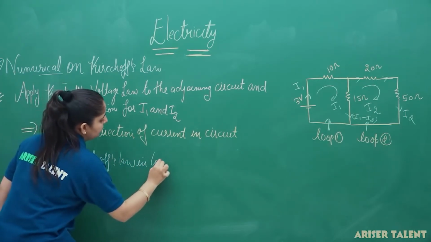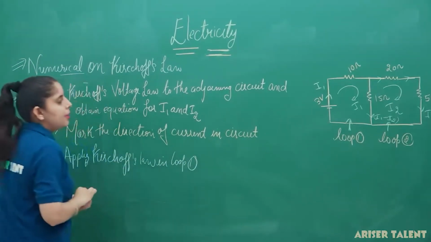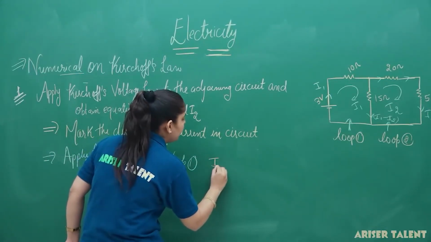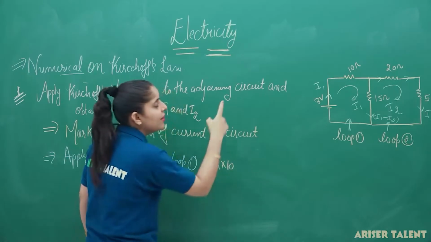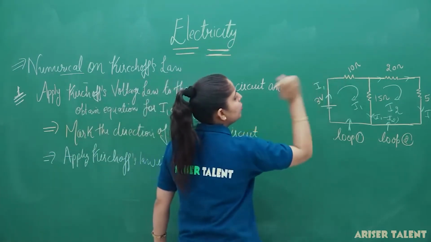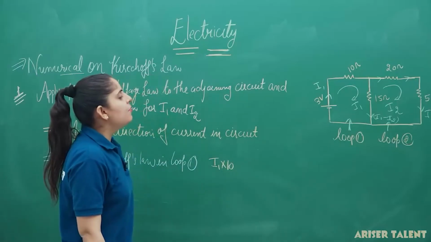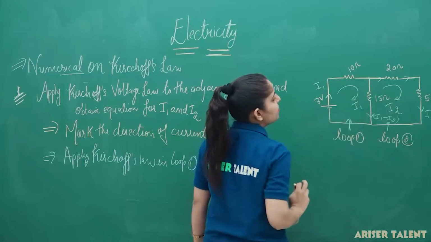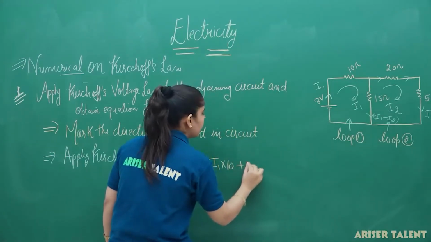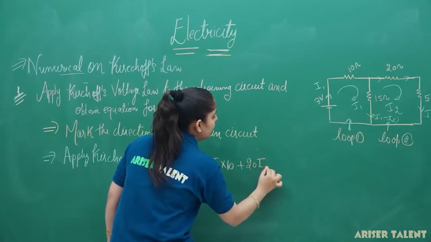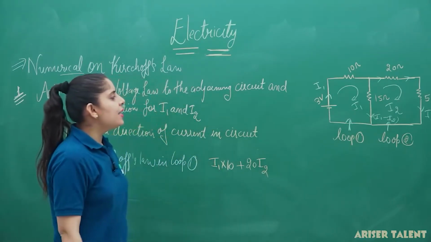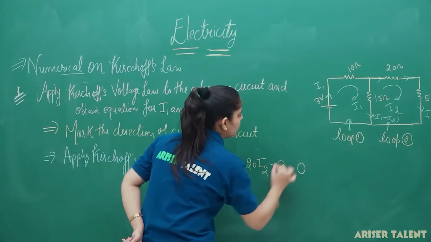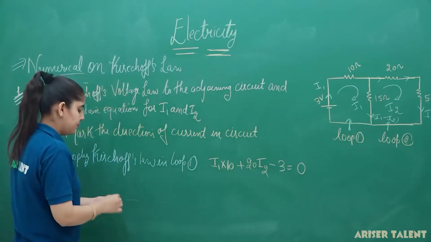in loop 1. Now, what will happen in loop 1? Firstly, we take I1 into 10, that is I1 R1. Second, this current is flowing in this branch too, so I can take 20 into I2, and lastly the battery of 3 volt is connected here, so minus 3 will be equal to 0. So this is the equation for loop 1.